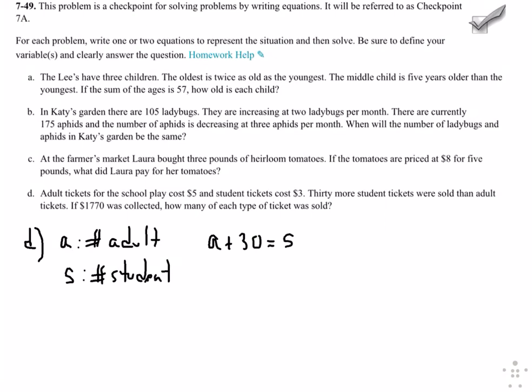Okay. $1,770 was collected. So that means that 5 times A plus 3 times S has to equal 1,770, right? There's your system of equations. And then we would solve. And again, if you can't solve these, we can do that in class, but if you did solve it, you would end up with A coming out to be 210 and S coming out to be 240.